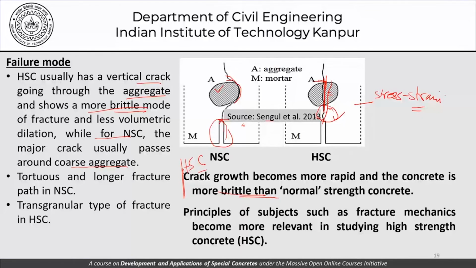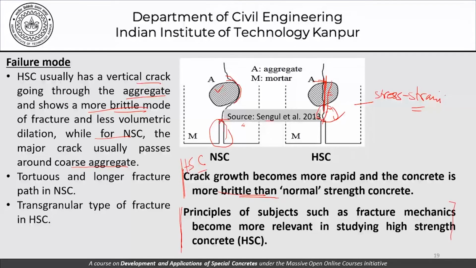So in fact, those of you who are interested in this subject of fracture mechanics would probably find that there are books which tell us that fracture mechanics principles are more applicable to high strength concretes than normal strength concretes. That's the first thing. And in fact, we can use fracture mechanics principles to study and characterize high strength concretes better than using simply strength. So there are other parameters which are coming from the fracture mechanics domains which help us characterize high strength concretes better.